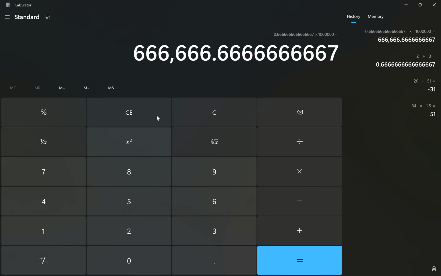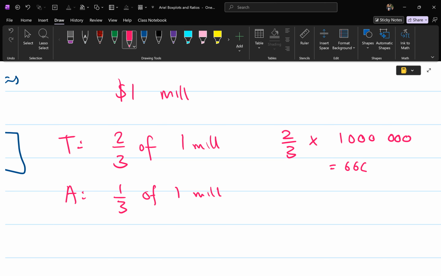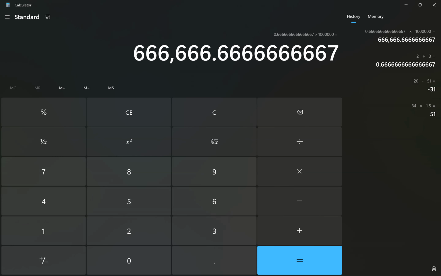So how much do I get? I should get 666,000, which makes more sense now. I get $666,000 rather than 500K. Yeah. Whereas how much do you get? Well, you should get 1/3.